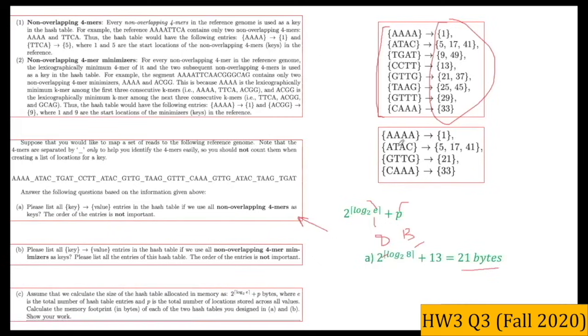Now for the second method, which is the minimizers, how many entries do we have? We have 4, which are these. And how many locations do we have? 1, 2, 3, 4, 5, 6. 6 locations. So E will be 4 and P will be 6. So applying that directly in the equation will give you that the memory footprint of the minimizer method is only 10 bytes. Now, comparing this memory footprint to that, apparently the minimizer method provides the least memory footprint.